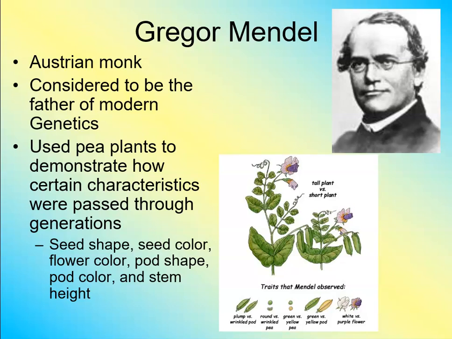So what he would do is he would cross, right, a tall plant versus a small plant or a short plant and see what the offspring would be and see what traits or characteristics were getting passed on from that combination right here. So again, he observed the pods, were they wrinkled, were they not wrinkled, were the peas wrinkled, were they smooth, were the peas yellow or were the peas green, were the pods green or yellow, and the flower, right, were they white or were they purple.